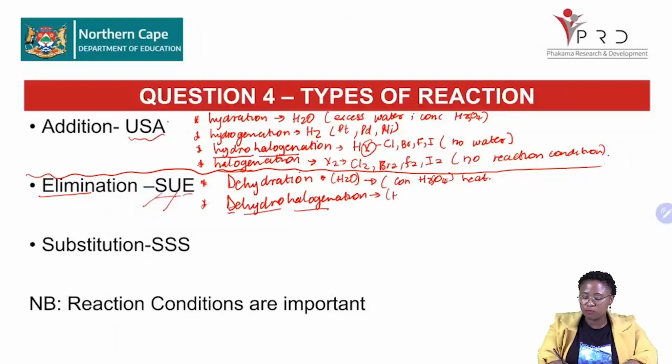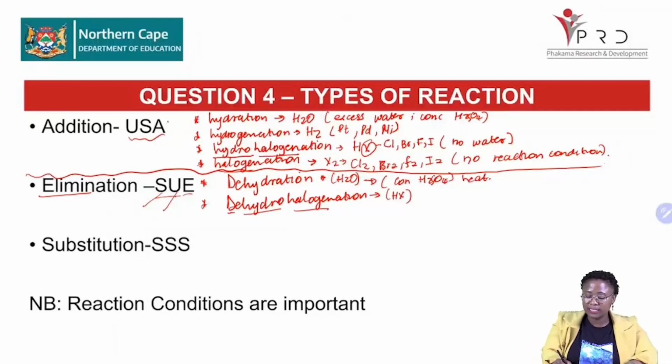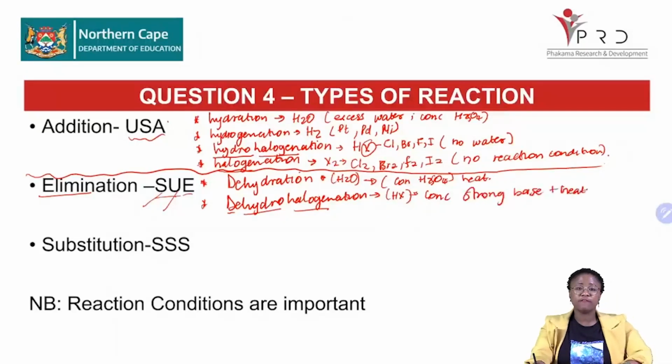I am removing a hydrogen and a halogen. Remember that X can either be chlorine, bromine, fluorine, or iodine. All right. Now, what is my reaction condition for this one? Here, I need to have concentrated strong base. Okay, concentrated strong base plus what? Plus heat. Very much important.